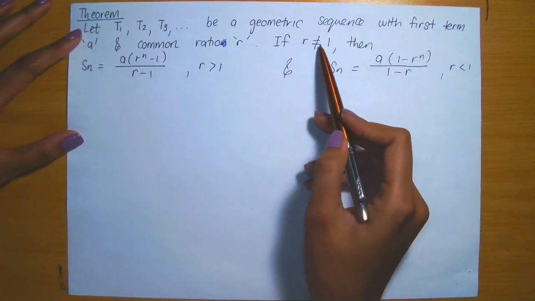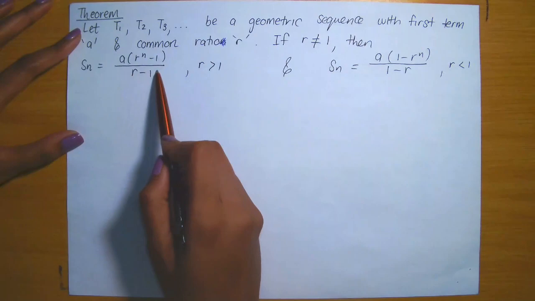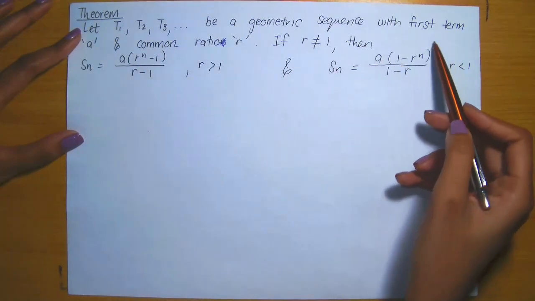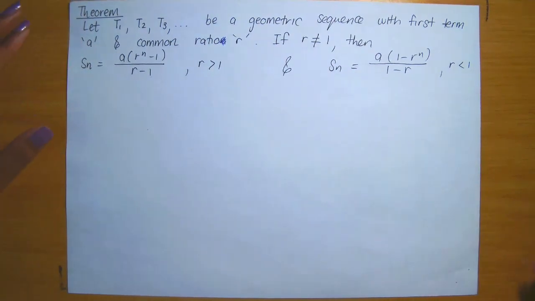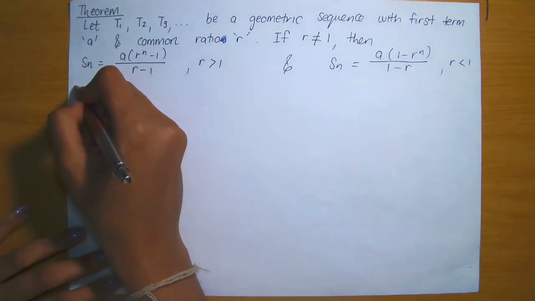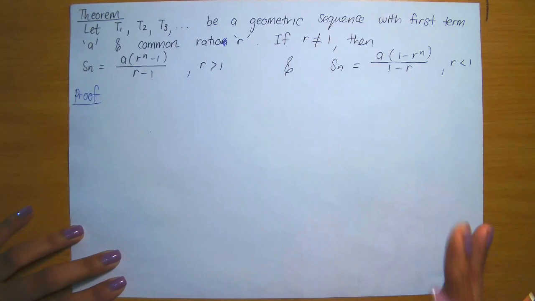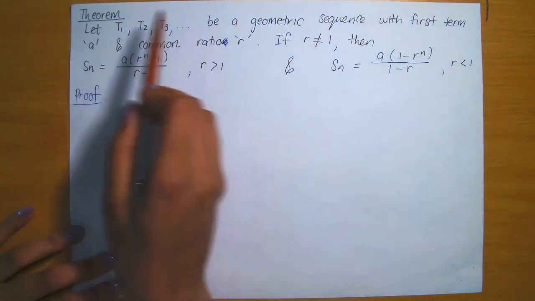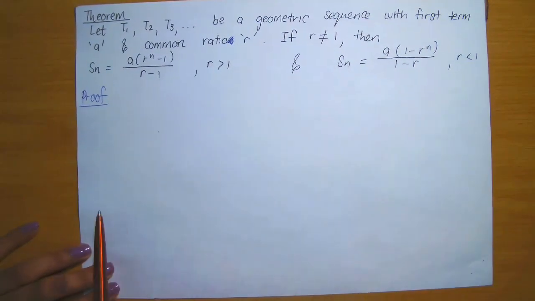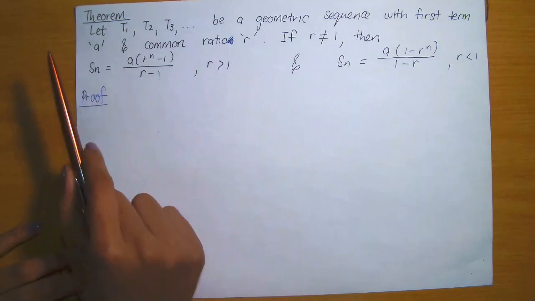Observe that it was necessary to ensure that r is not equal to 1, for if it is equal to 1, then the denominator in each of these expressions will be 0, and division by 0 is undefined. Alright, so once again, let's write down a logical story that proves without a doubt that this is indeed the sum to n terms formula for a geometric sequence. So we will be proving the first formula.